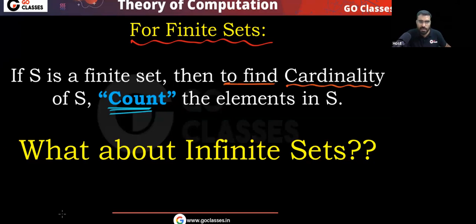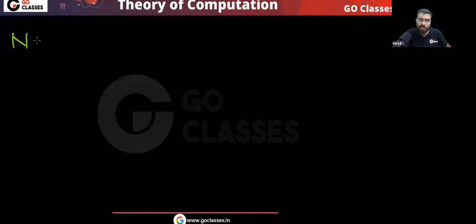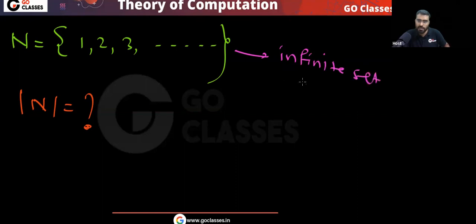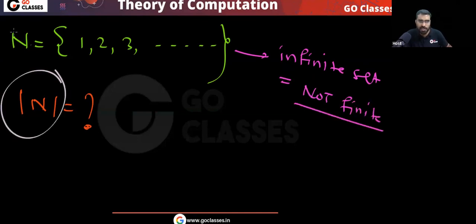What about an infinite set? If I give you an infinite set, how do you find the cardinality? For example, what is the cardinality of this set? This is the simple question I'm asking. See, this set is infinite, I agree. Why is this an infinite set? Because it is not finite. Infinite set simply means not finite. Now I want to ask you, what is the cardinality of this set?